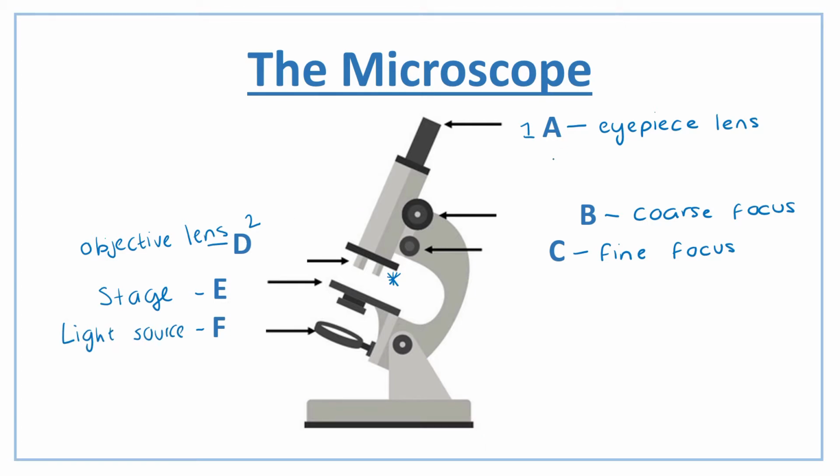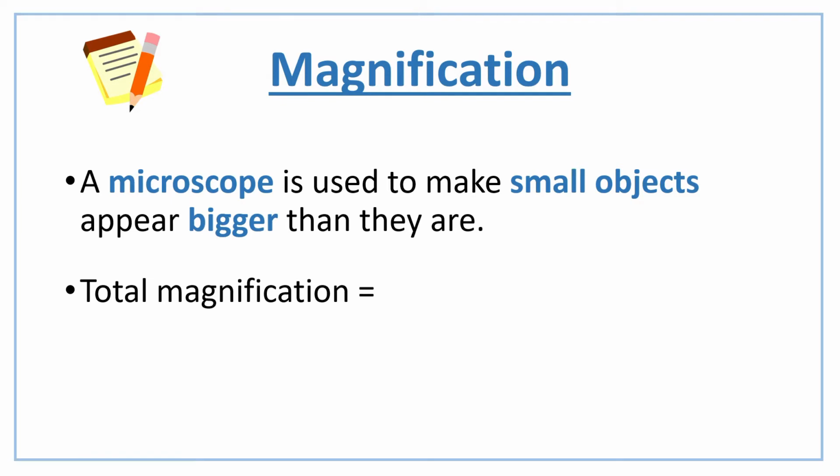So our eyepiece lens and our objective lens, 2 different lenses in the microscope. You have your 2 focus wheels, the coarse and the fine focus. You have the stage where you sit your slide, and then a light source which shines light up through the slide, through the lenses and into the eyepiece so that you're able to see what you're looking at and it's not just dark. So a microscope is used to make small objects appear bigger than they are. It magnifies what you're looking at. And in order to calculate the total magnification of a microscope, you times the eyepiece lens with the objective lens.